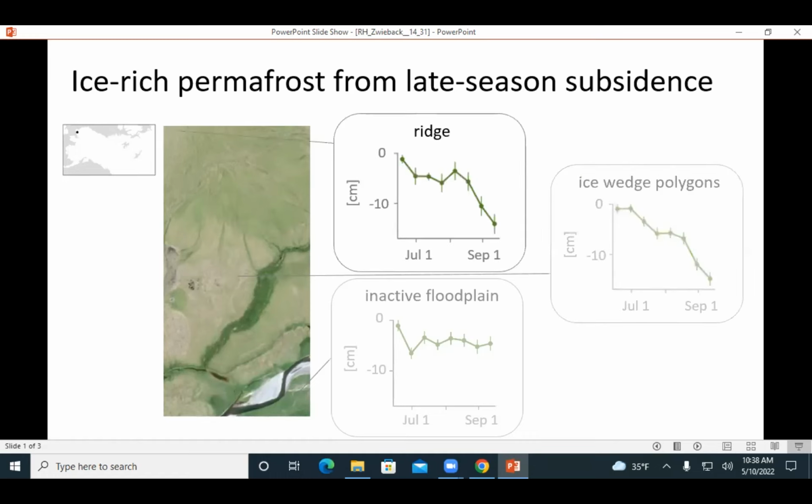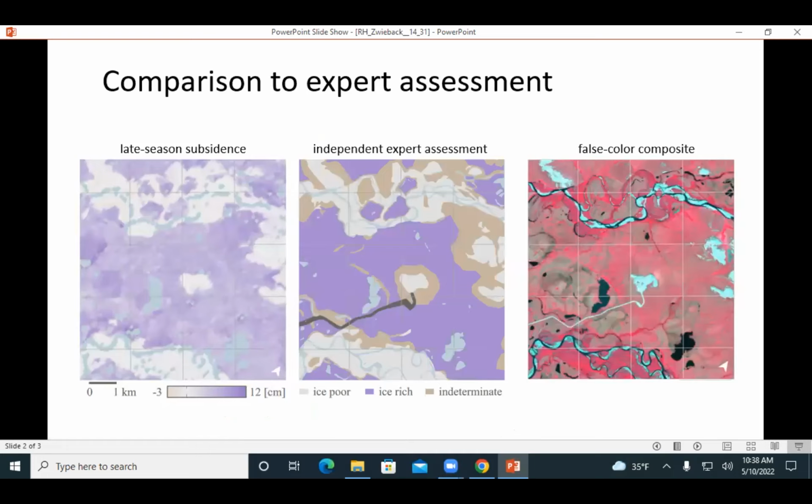So let's look at the subseasonal subsidence pattern, and again, we see this massive acceleration of subsidence at the end of summer. And this basically tells us, or is a unique indicator, that this ridge here is rich in ground ice at the top of the permafrost. So we tested this idea using 2 data sets, and I'll introduce the first one now.